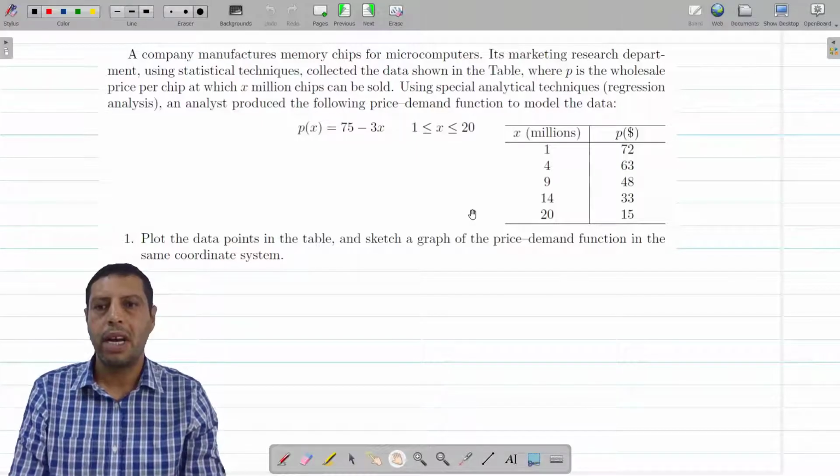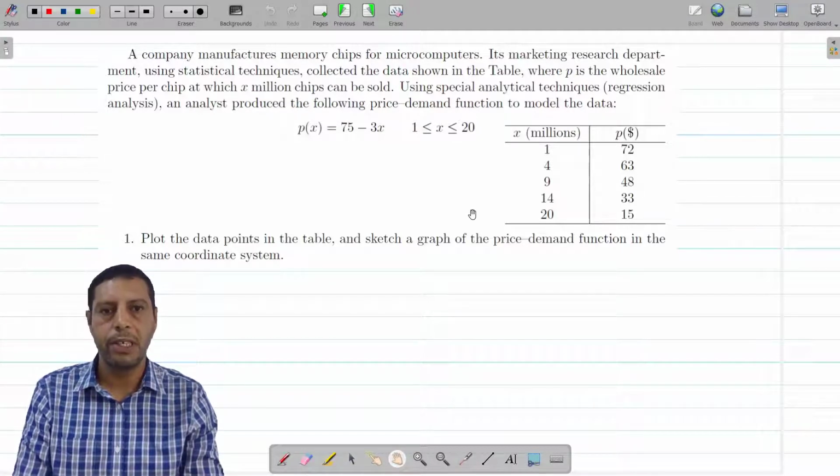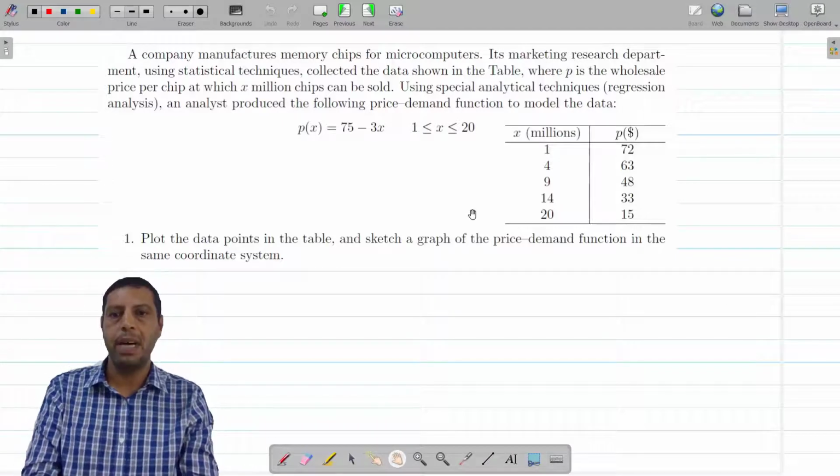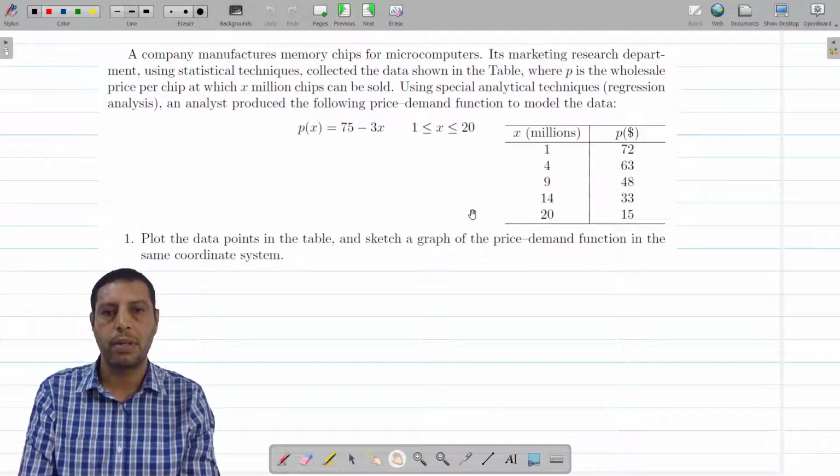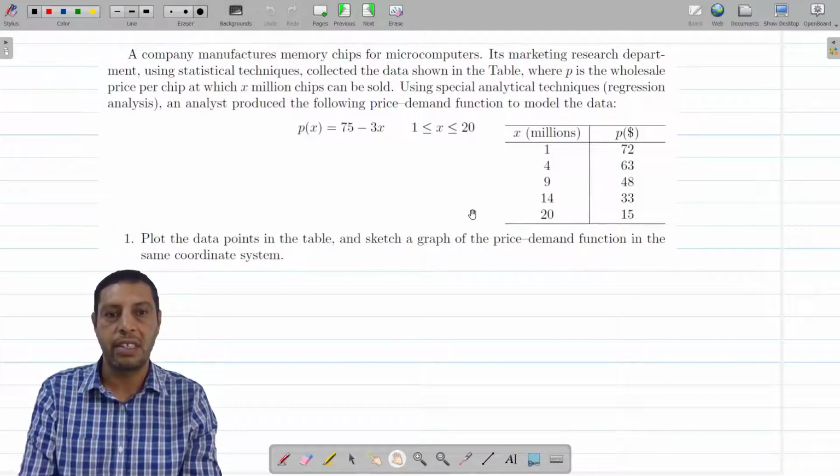Welcome to this new activity, which is about an application to economics. A company manufactures memory chips for microcomputers. Its marketing research department, using statistical techniques, collected the data shown in the table, where P is the wholesale price per chip and X million chips can be sold. Using special analytical techniques, regression analysis, an analyst produced the following price-demand function to model the data.